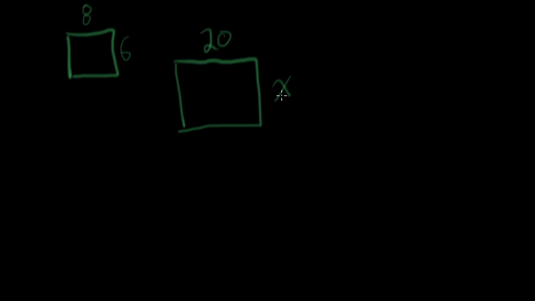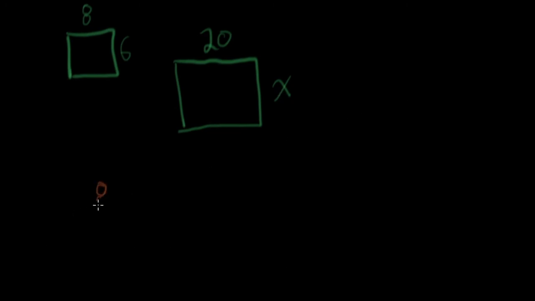So if I tell you that a few figures are similar, that means they have the same shape. And then I say, go and find me x. So say this was 8 and this was 6. And I say this was 20 and this was x. Just like that. Well, now we can go and make our proportions.